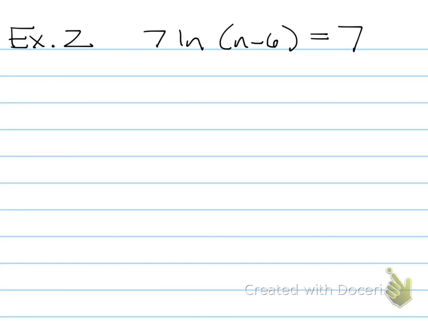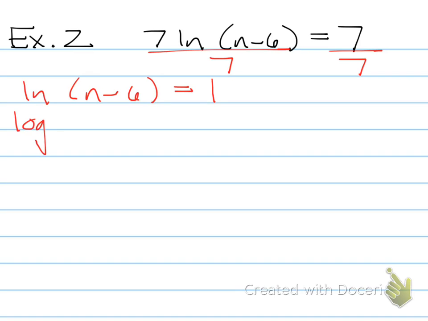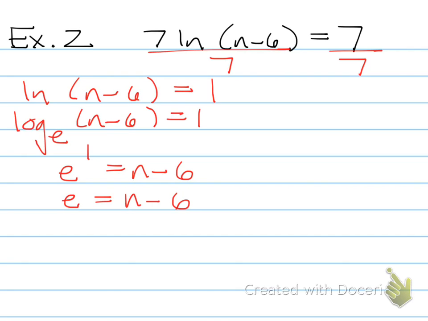Here we have a natural log, so we want to divide both sides by 7 to isolate the natural log. And then we want to put it in exponential form, so we want to rewrite the natural log as log base e. And then put it in exponential form by writing e to the 1 power equals n minus 6. And to isolate the n, we would just add 6 to both sides, so n would equal e plus 6.